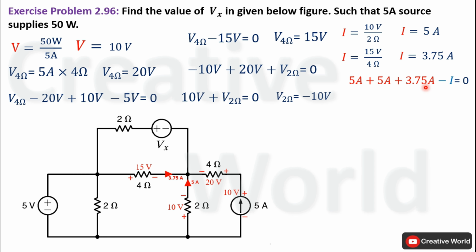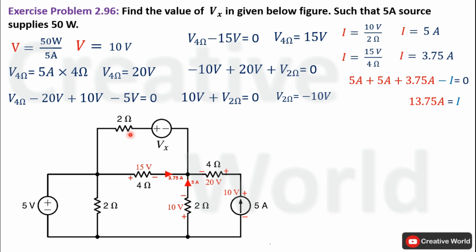Now add these currents together, their sum will be equal to 13.75 ampere and place this minus I on the other hand side of equal to calculate its value, that will become 13.75 ampere. So 13.75 ampere current is flowing through this branch in counterclockwise direction.